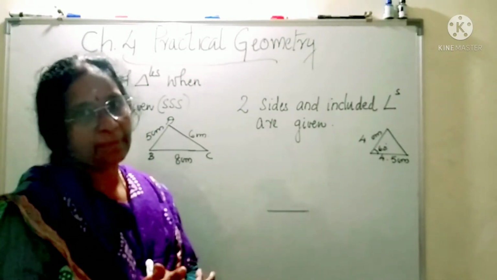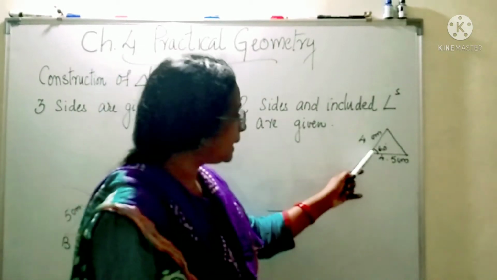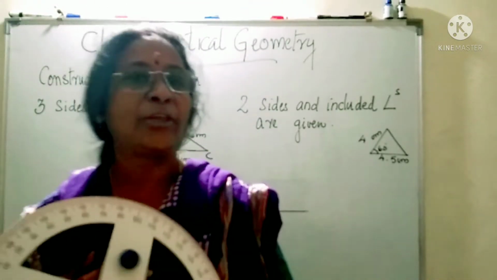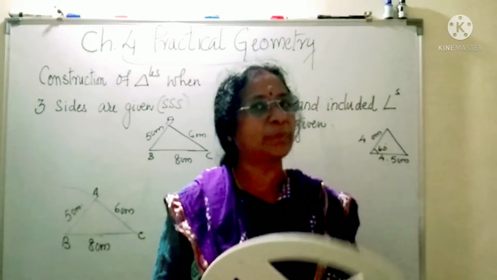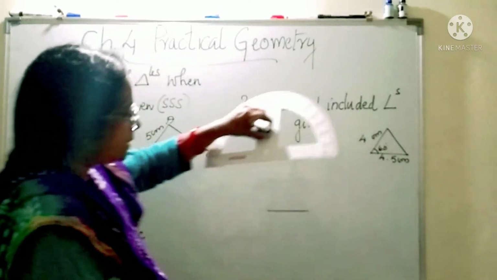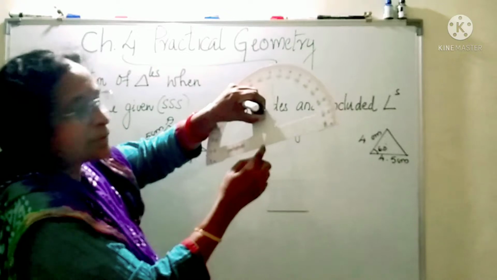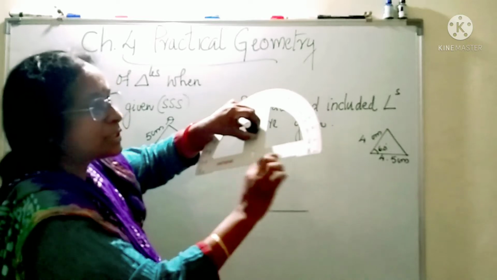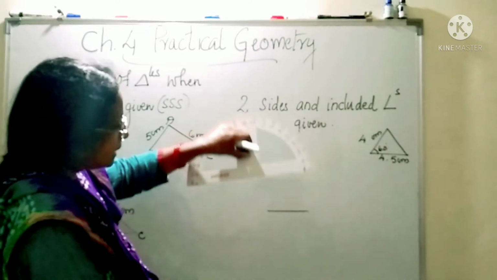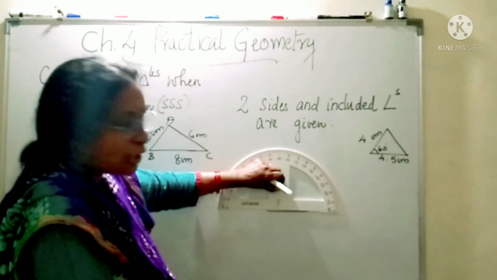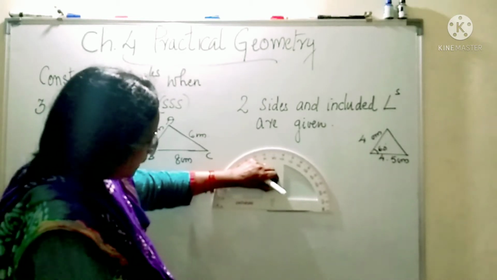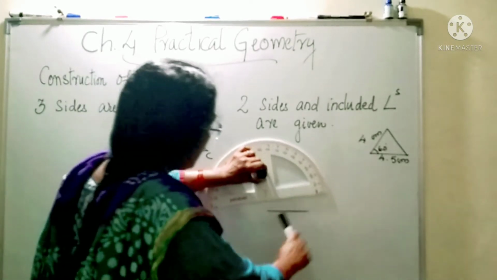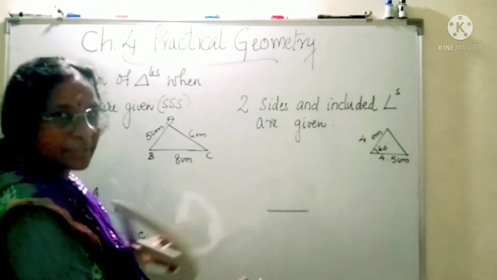Now, what is the next step that you have to draw? You have to make an angle of 60 degree. And for drawing the angle, what do you use? You use a protractor. Now, how to keep the protractor? That also should be taken care of. You see here, this point is called the center point, and this line joining 0 to 180 is called the baseline. So the baseline should be along the given line and the center point should be where you have to draw the angle.